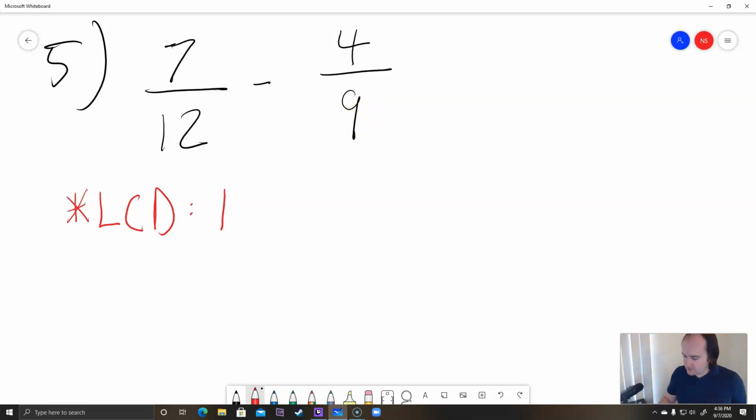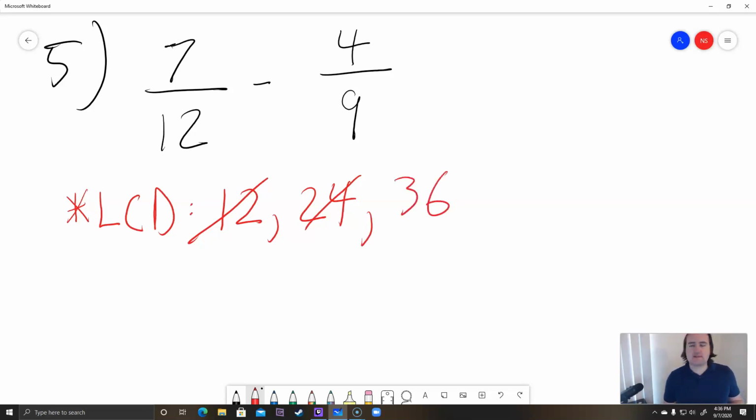Okay, so if we start with 12, we know that 9 does not go into 12, so I cross that out and I go to the next multiple. Well, the next multiple of 12 is 24. Does 9 go into 24? No, it doesn't. So I cross that out, I go to the next multiple of 12, which is 36. Does 9 go into 36? Yes, it does. So that means the LCD is 36.